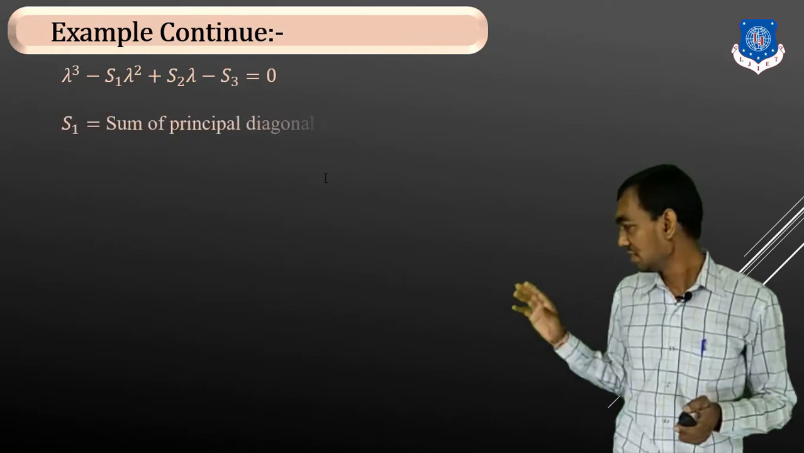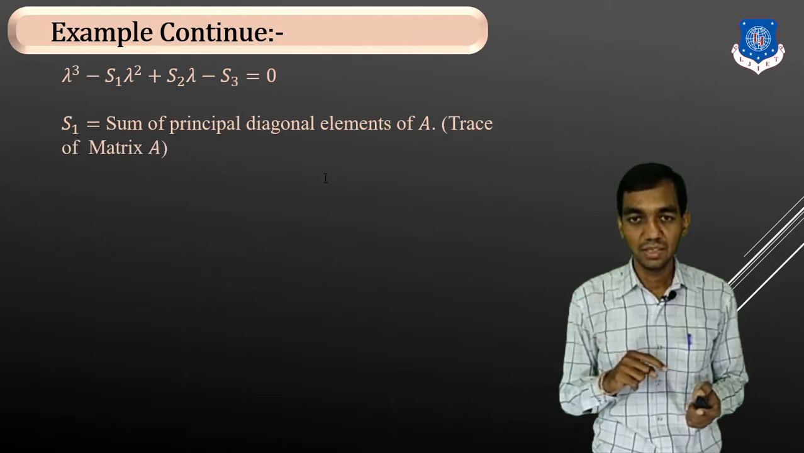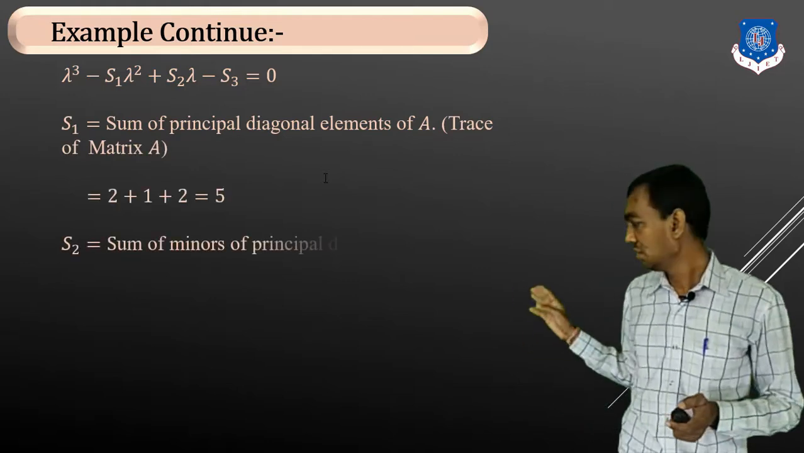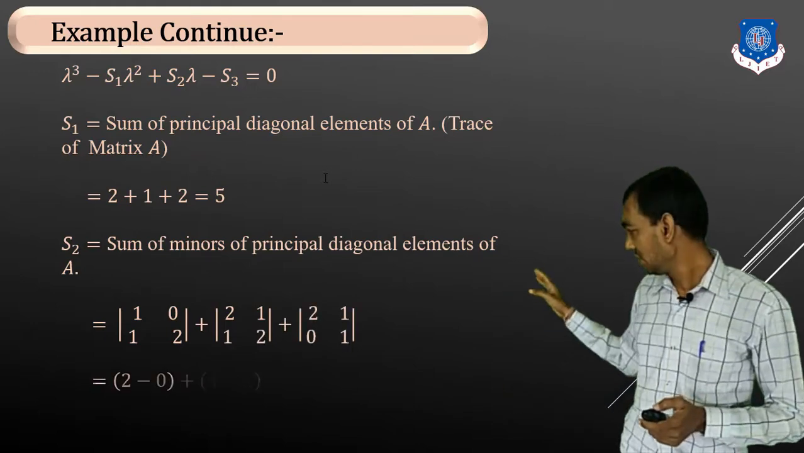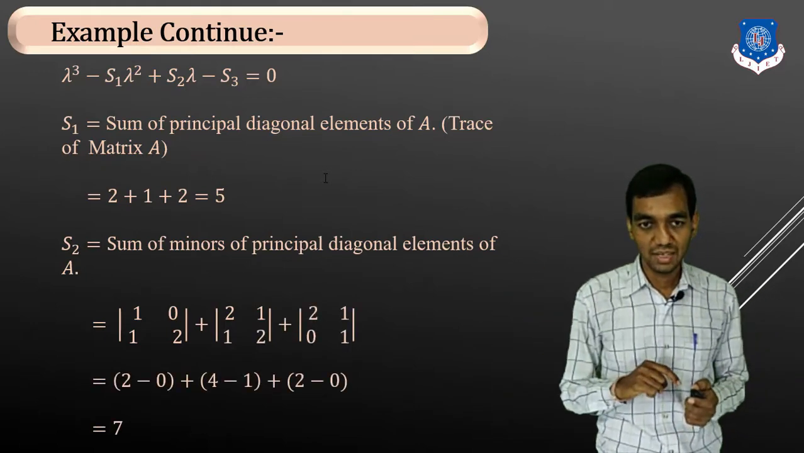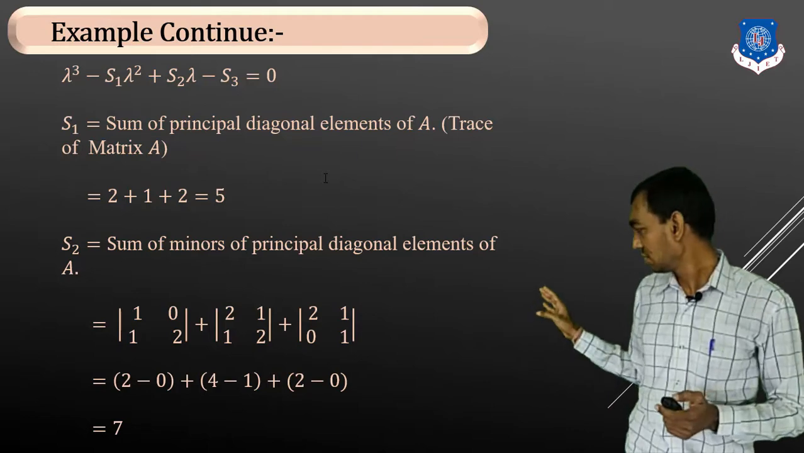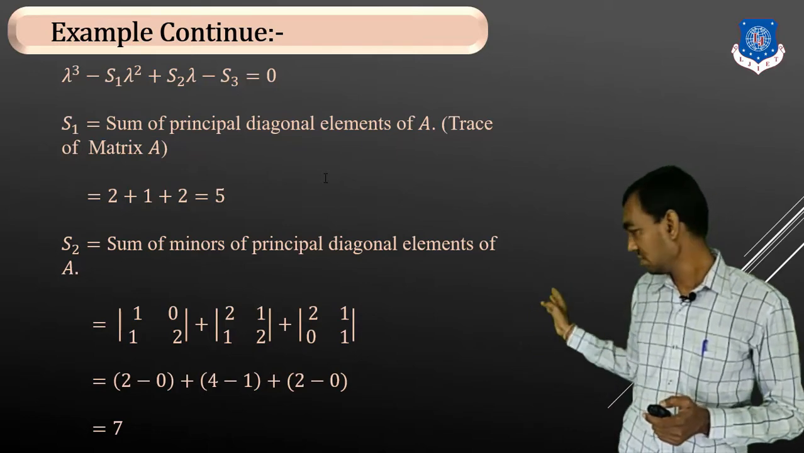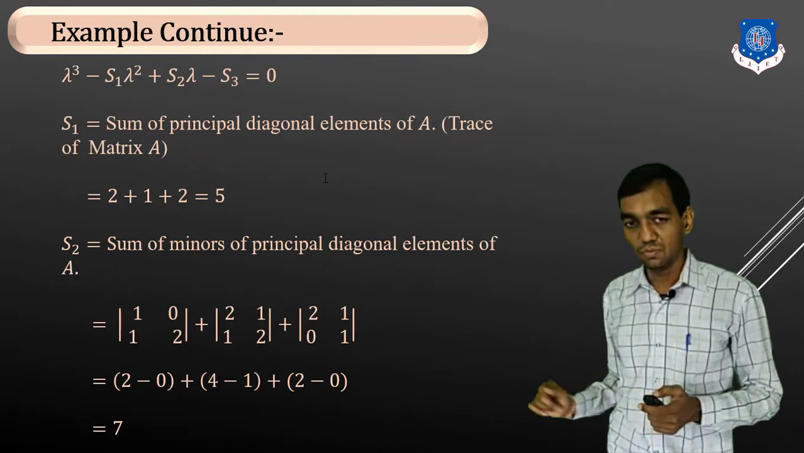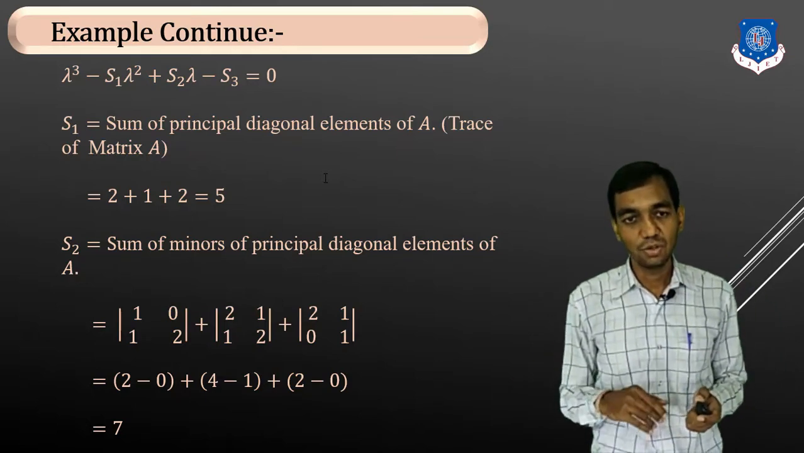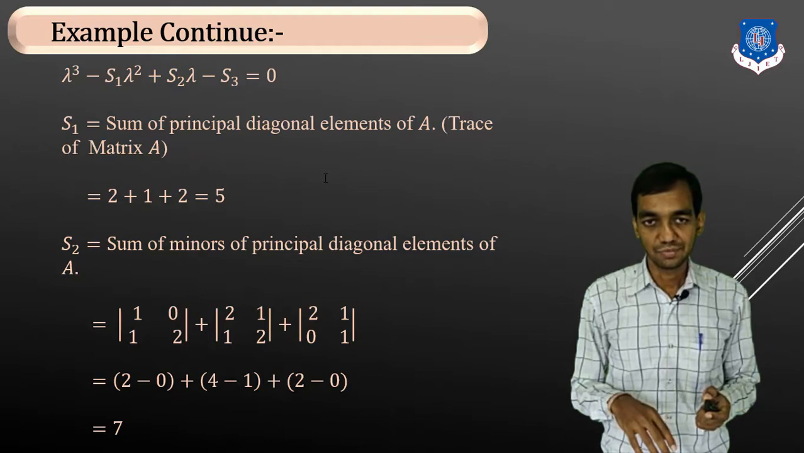And S1 is nothing but the sum of the principal diagonal of A, that will be 2, 1, 2, that will be 5, and S2 will be the sum of minors of the principal diagonal. So you have 3 minors: 1, 0, 1, 2; second minor is 2, 1, 1, 2; third minor is 2, 1, 0, 1; and that will give the value of S2 is 7.